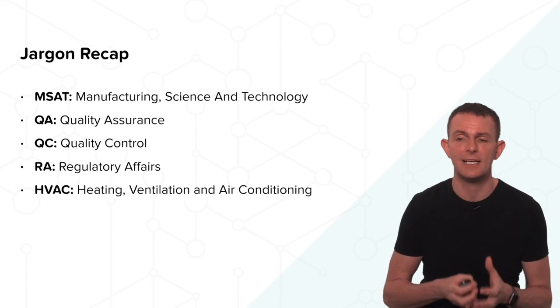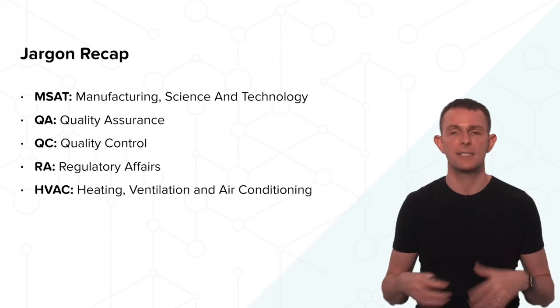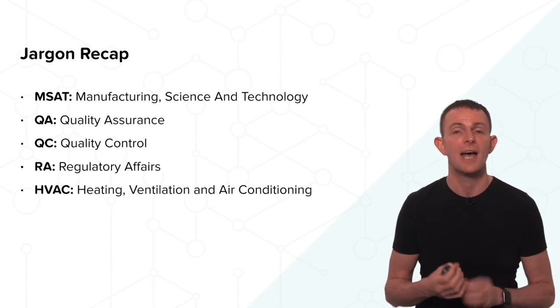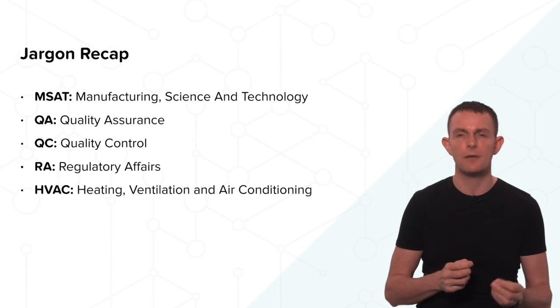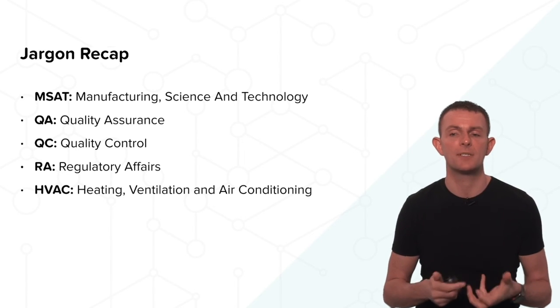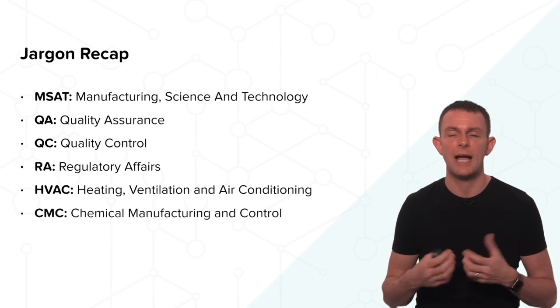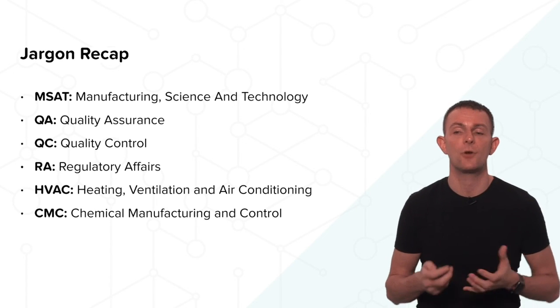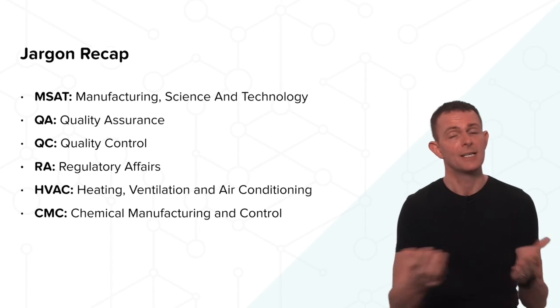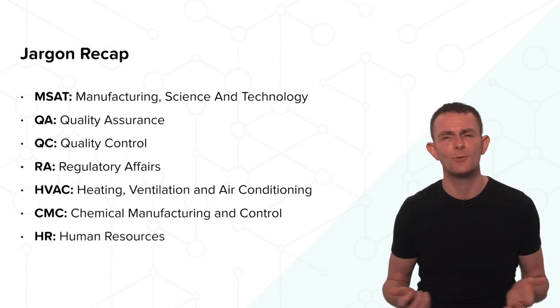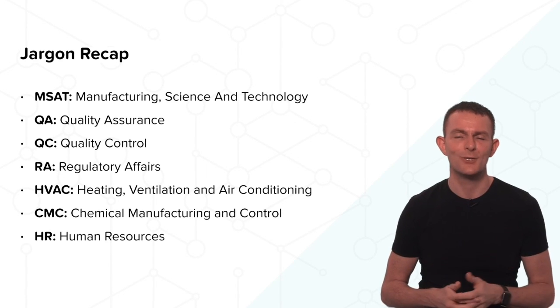HVAC being heating, ventilation, air conditioning, a big part of a typical factory and manufacturing operation, and more highly skilled individuals to control air flows, temperatures, to get the right environment to manufacture that as well. But also acronyms like CMC, chemical manufacturing control, being important as well. And then our famous and most loved profession, HR, being human resources.